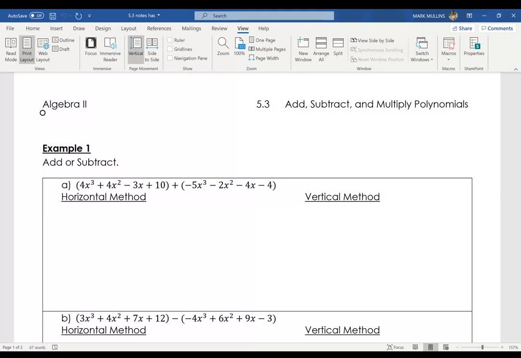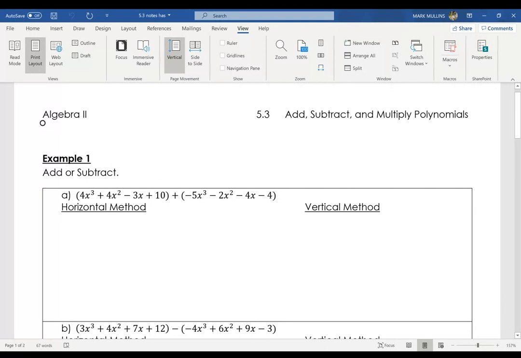I'm not going to rewrite the problem. We're just going to look for all of our like terms and collect those. And remember, we're always trying to write in descending order. So I see I have in my problem third power, squared, x to the first, and constants. We're going to want to keep them in that order.